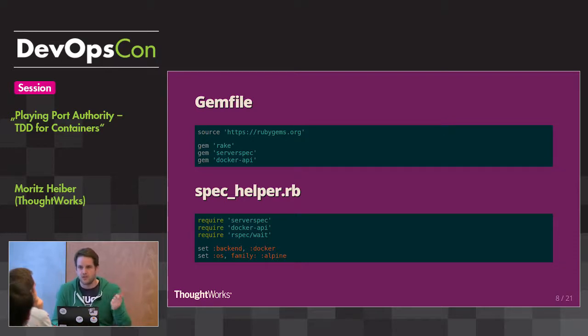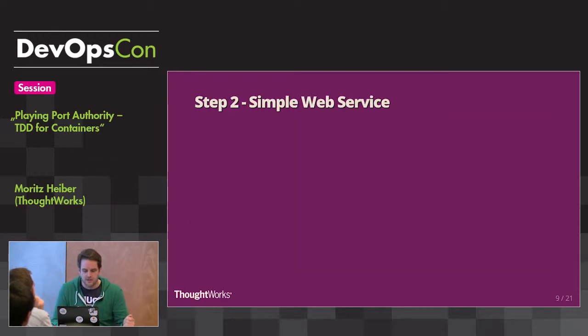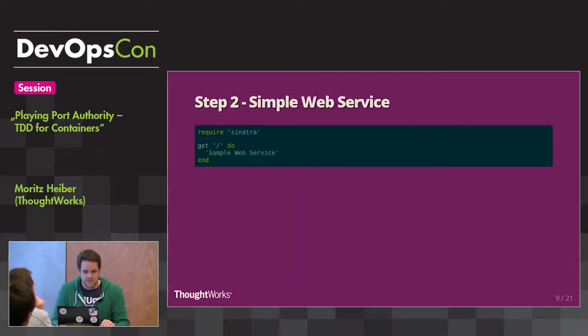Now, usually you don't just want to install a single package, but you actually want to do something beyond that. So let's take a look at a very simple web service. The simplest that you can do in Ruby is actually just use a package which is called Sinatra, which is a very small web framework. And you just require it, and then you specify a URL path and the response to that URL path. In this case, we're just going to echo "sample web service" to whoever is going to access that application.